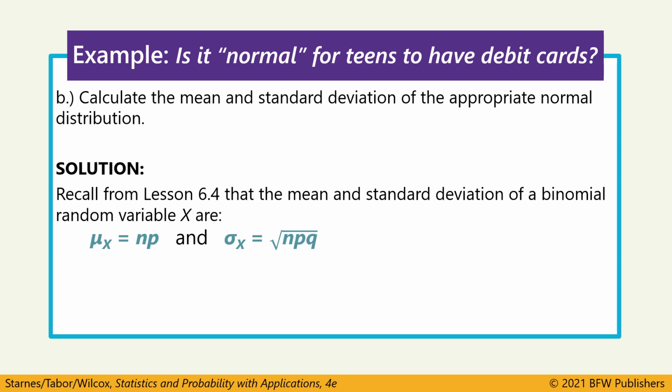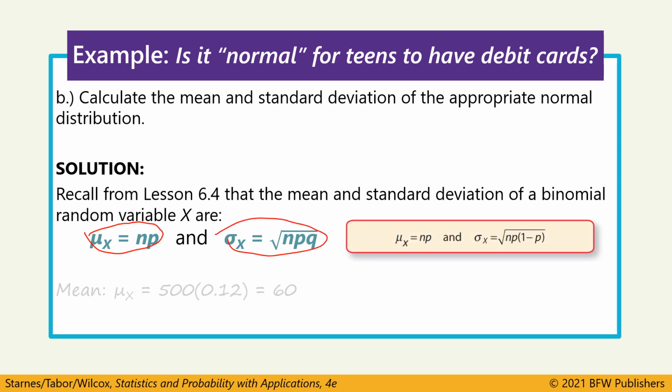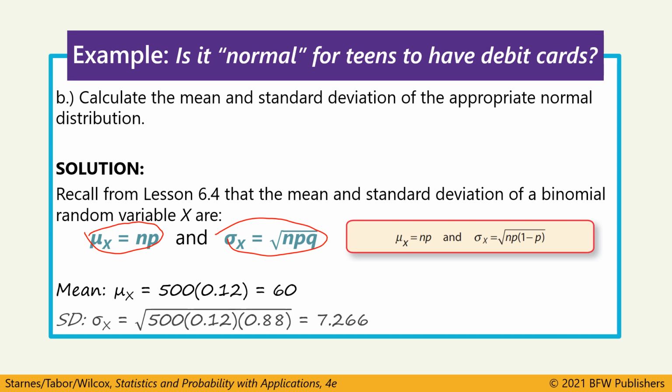So part B, let's find the mean and the standard deviation of this approximately normal distribution. Since it's approximately binomial, we can use our two equations from earlier in the chapter. The mean is n times p. The standard deviation is radical npq. So we get a mean of 60 and a standard deviation of 7.266.